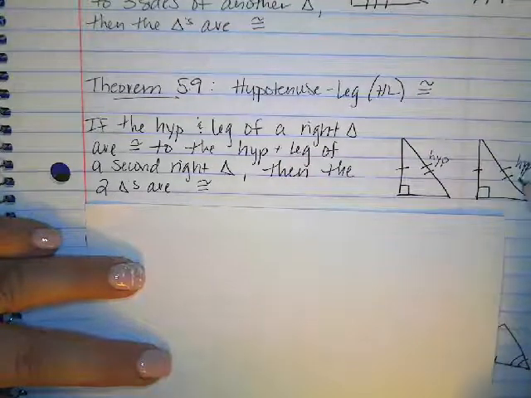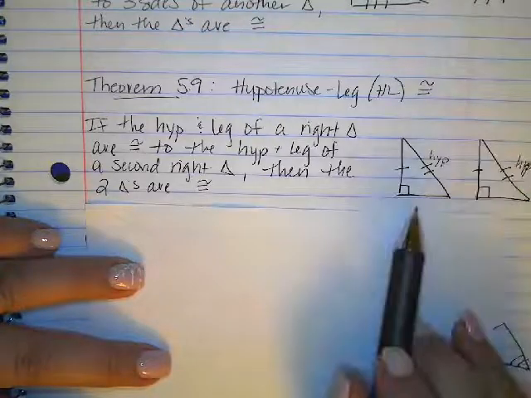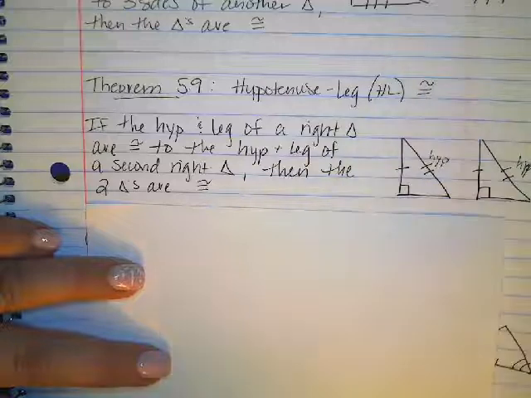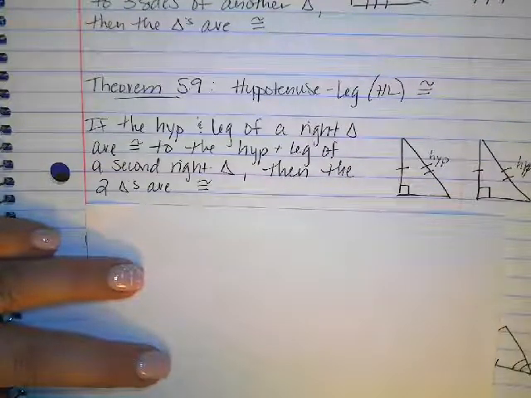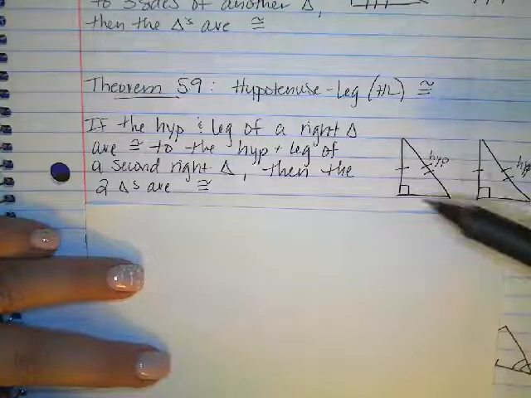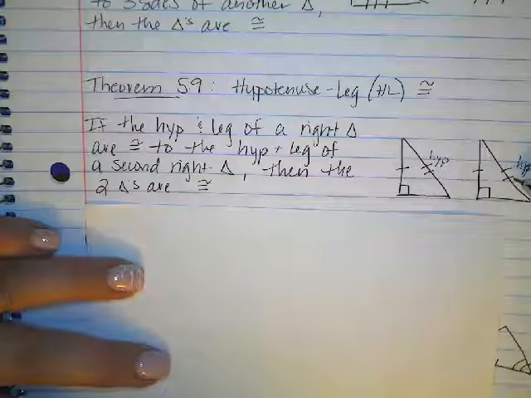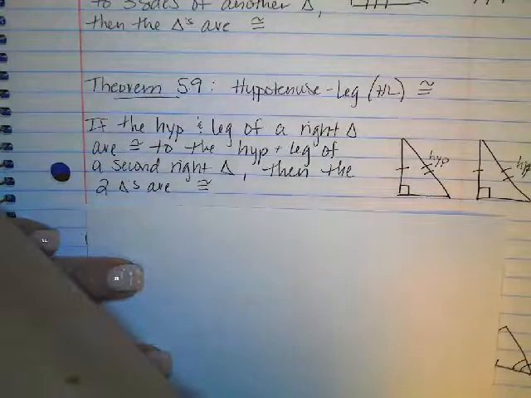And it says that if the hypotenuse and one of the legs are congruent to the hypotenuse and one of the legs of another triangle, then I know that both triangles are congruent. And again, I can name other parts if I need to and do some other solving. But if I have a leg and a hypotenuse and a leg and a hypotenuse in right triangles, then I can say that they are congruent.